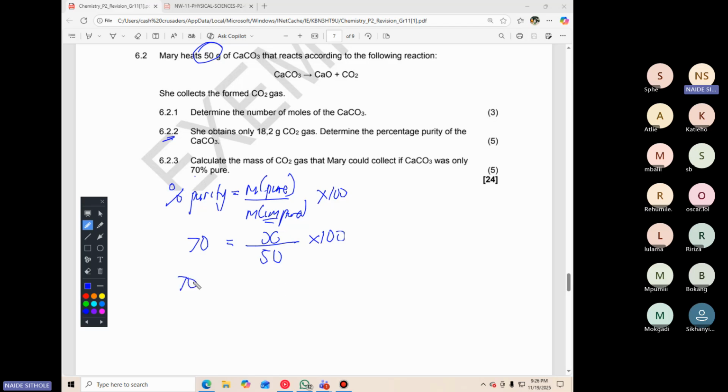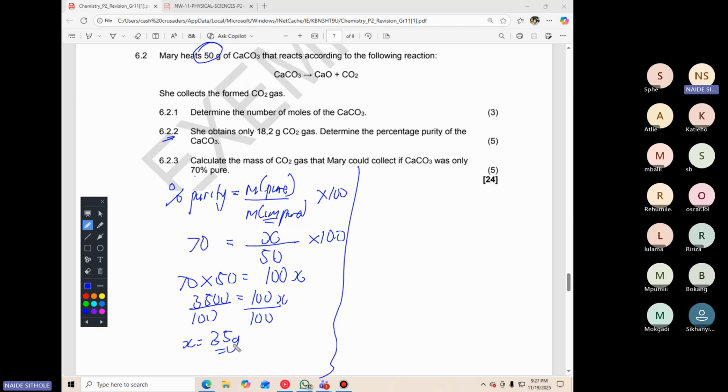So this is how you do it. Total of 50 multiply with 70. Total of 100 to multiply with x. Right? So 70 times 50, that's 3,500 is equals to 100x. Divide both sides by 100. And then x equals who? 35 gram. So that means if it's 70% pure, there's only 35 gram that is pure substance.